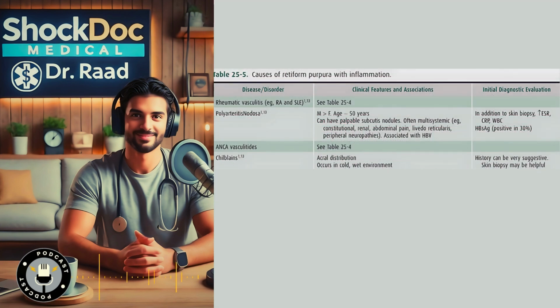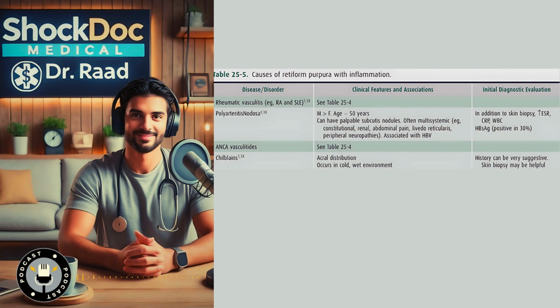Table 25-5, retiform purpura with inflammation. Next up, Table 25-5. This one's for retiform purpura that comes with signs of inflammation. Rheumatic vasculitis. This overlaps a bit with what we discussed. Again, you might see digital ischemia, livedo reticularis, pericarditis, bowel ischemia, or peripheral neuropathy. Workup includes ANA, rheumatoid factor, and complement levels.